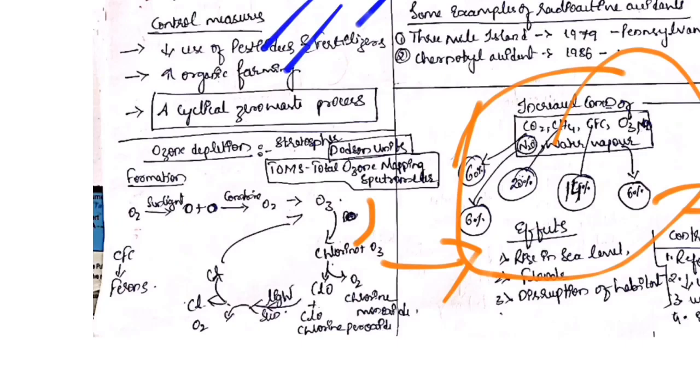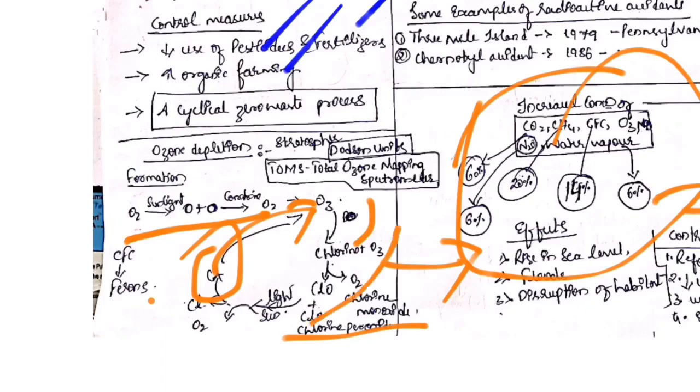Two chlorine monoxide molecules combine together to form chlorine peroxide. These chlorine peroxides, in the presence of sunlight, undergo splitting. Again, chlorine is released and oxygen is released. So this fresh new chlorine is ready to attack a new ozone molecule. This formation and depletion process is taking place continuously within the environment.